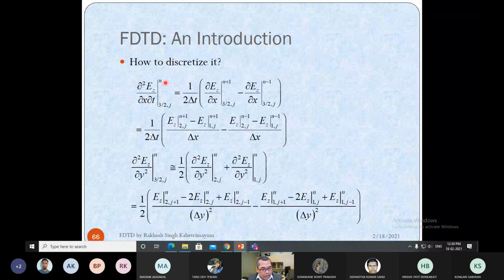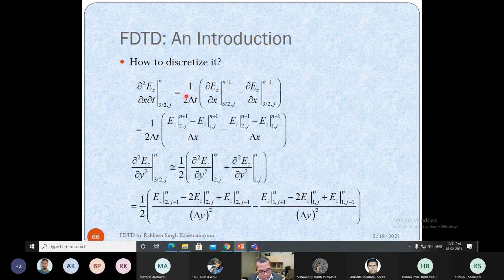At the nth time instant and at 3 by 2, j, how do you do it? You have a partial derivative with respect to time and a partial derivative with respect to x. Two derivatives. Let's say I want to do the partial derivative with respect to time first. Then it will become 1 by delta t, del Ez by del x at 3 by 2, j, same location. Only the time is n plus 1, n minus 1, with 1 by 2 delta t.